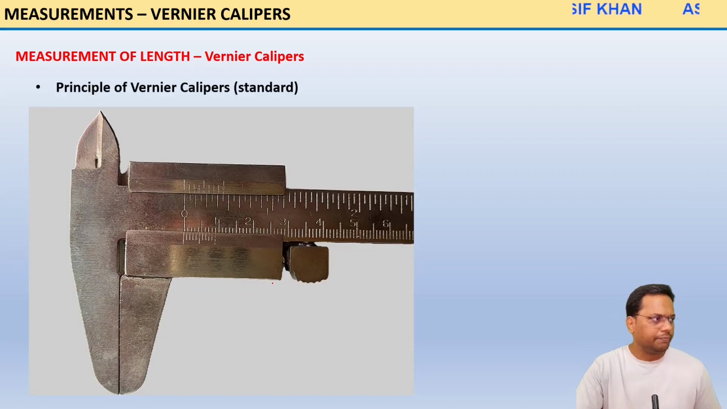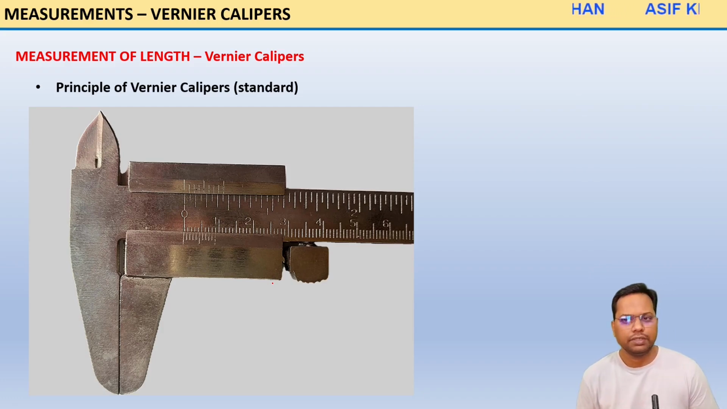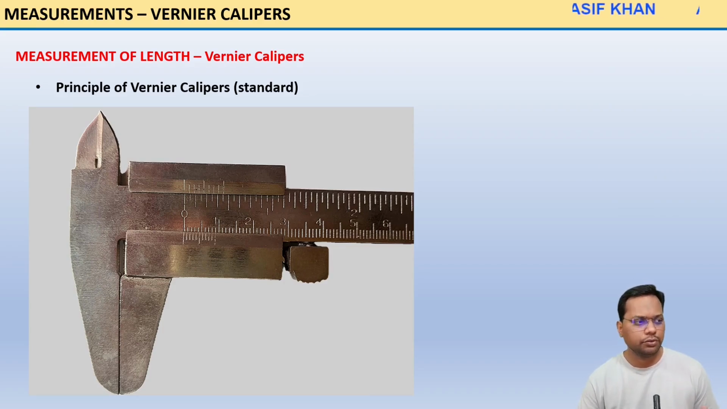The next one, the principle of the Vernier calipers. Till now we have seen the different parts and how and for what purpose they are used. Now the main part, the idea based on which we use the Vernier calipers, that is the principle of the Vernier calipers. And this part is like the heart of the topic Vernier calipers. So here we need to understand how we measure.